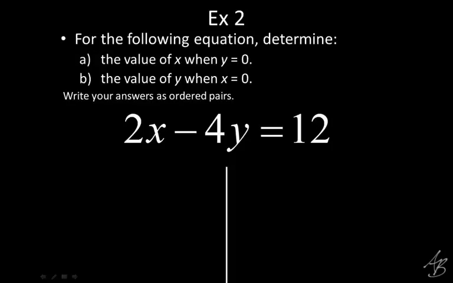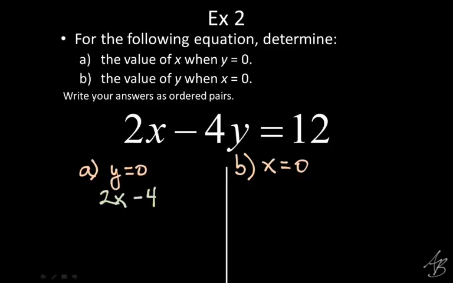All right, so let's go ahead and get started here. What I'm going to do is I'm going to do both sides kind of at the same time just so we can see what's happening at each step on each side. So for the first one, for part A, we have y equals 0. So we're always going to start by writing what is equal to 0. That way we don't forget and get confused later on. And then the second one, x equals 0. So substituting in the first one, we're going to rewrite the equation as 2x minus 4 times 0 equals 12. And in the second one, we're putting 0 in for x, so it's going to be 2 times 0 minus 4y equals 12.